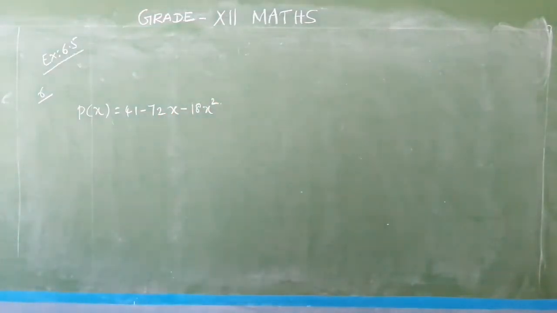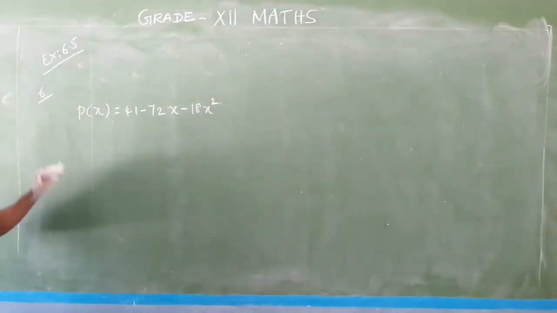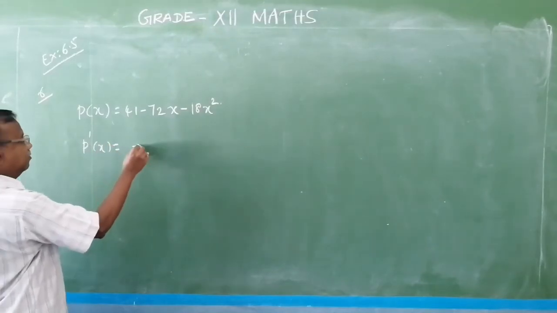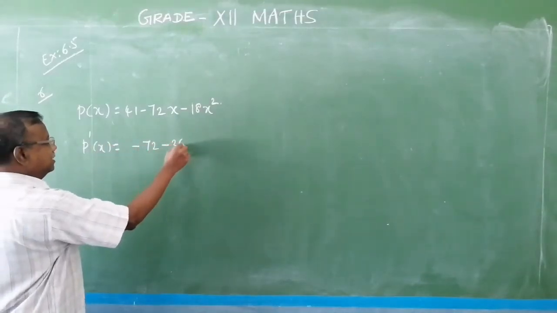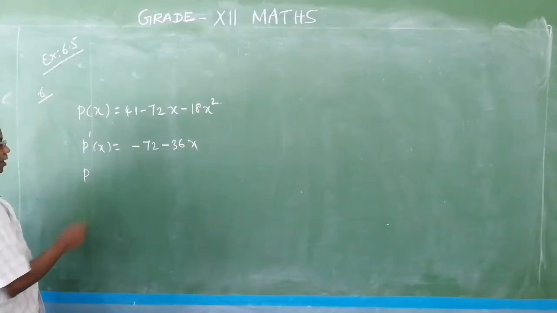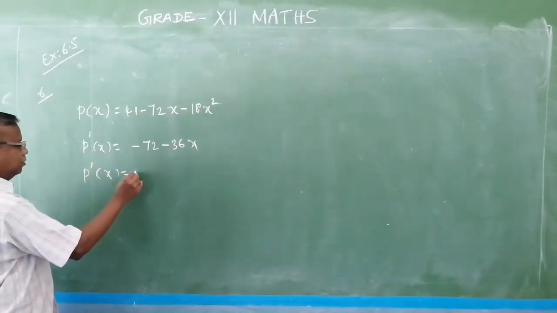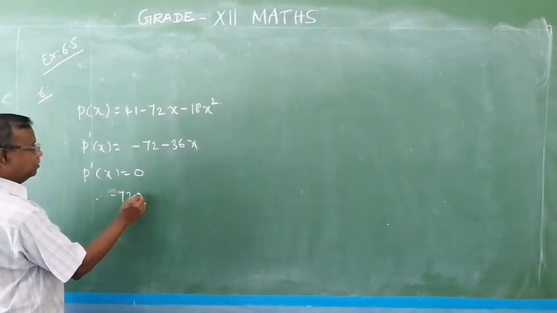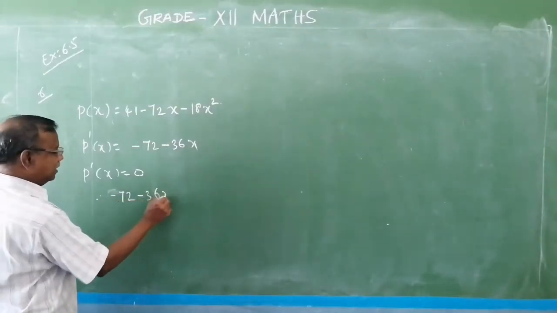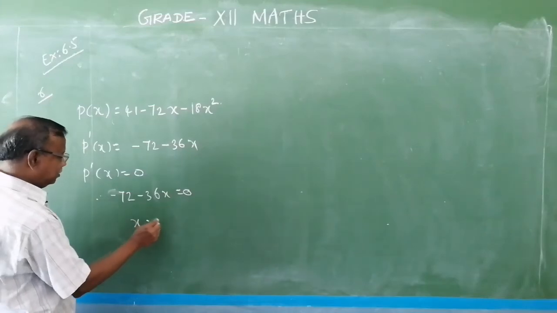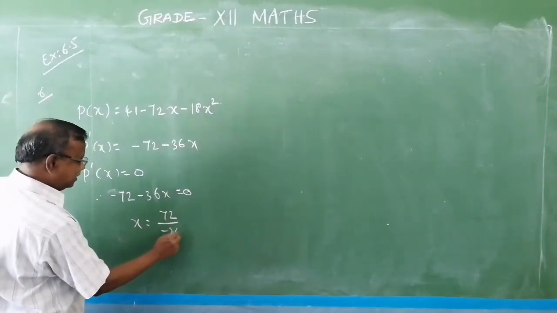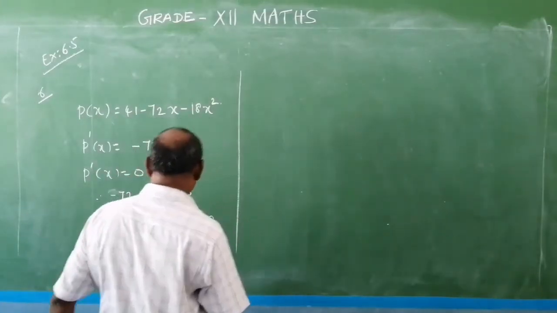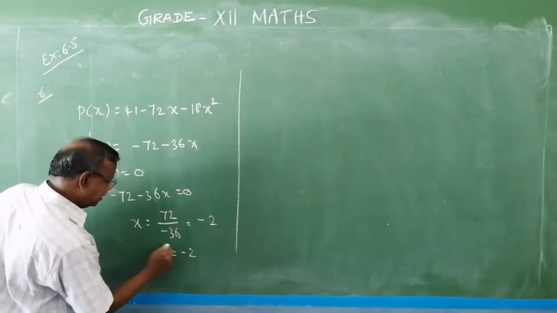So we can find the maximum profit by using second derivative test. Now p dash of x equal to minus 72 minus 36x. For maximum or minimum, put p dash of x equal to 0. Therefore minus 72 minus 36x equal to 0, which gives x equal to 72 by minus 36 equal to minus 2. Now the critical number is x equal to minus 2.